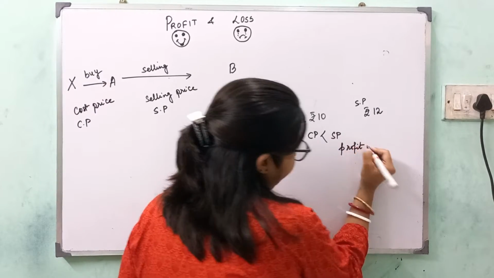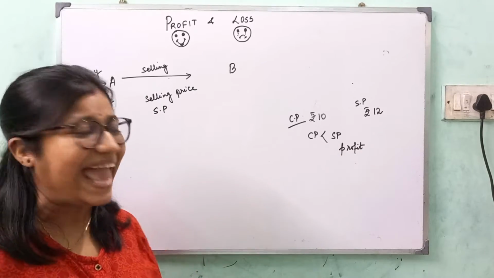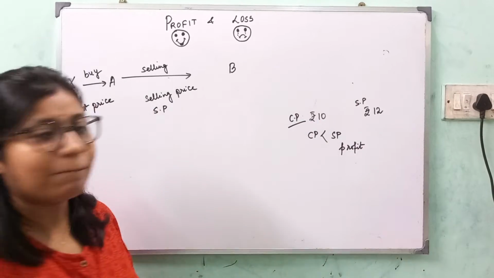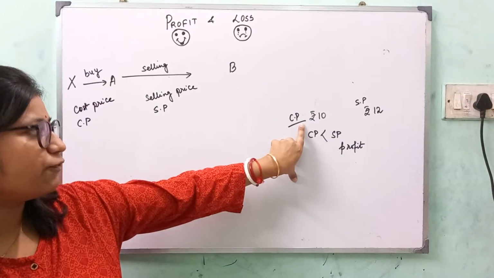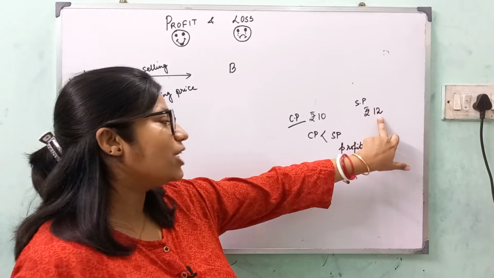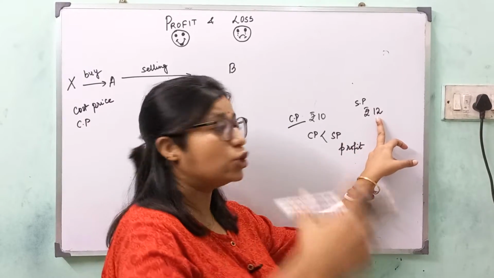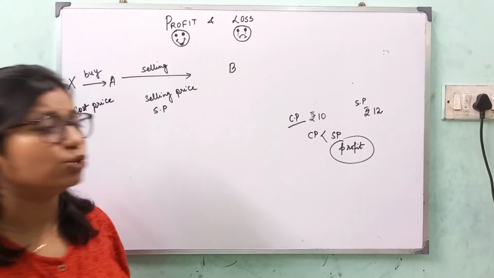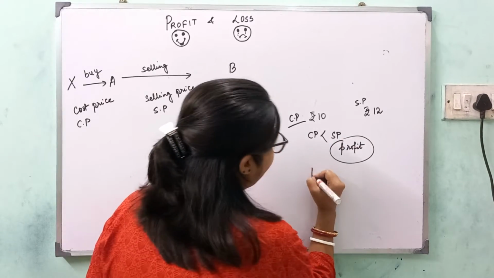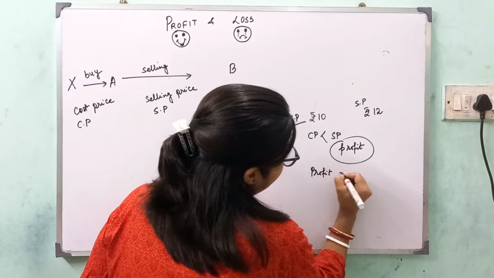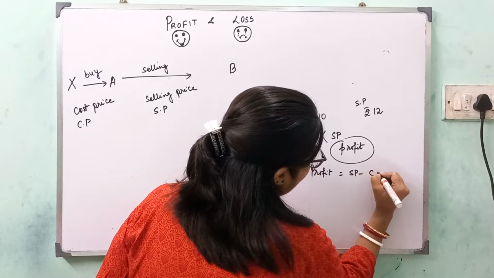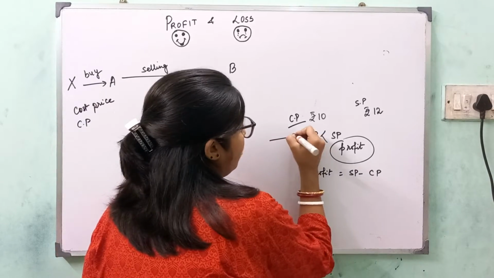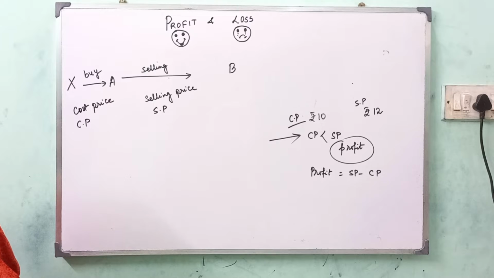Now what is this profit? This profit is nothing but the extra money that you get on selling the pen to your friend. So you had bought it for rupees 10, and while selling it you had gained rupees 2 more. So this profit is that extra money that you earn. So your profit is your selling price minus your cost price. So you have a profit when your selling price is more than your cost price.